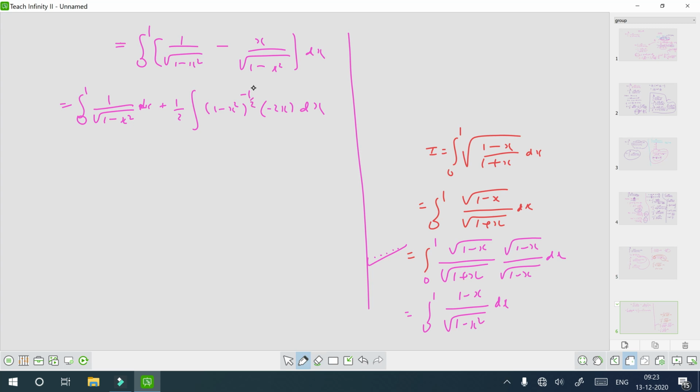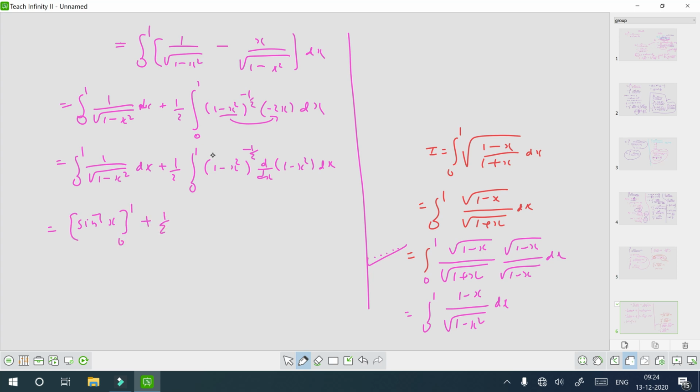Because the derivative of 1 minus x square can be arranged here, this is the reason why I am taking it this way. So the integral from 0 to 1 of under root 1 minus x square dx is 1 by 2, integral from 0 to 1, of 1 minus x square raised to minus half into d by dx of 1 minus x square into dx. So that is equal to, we know the integral is sine inverse x, 0 to 1, plus 1 by 2.